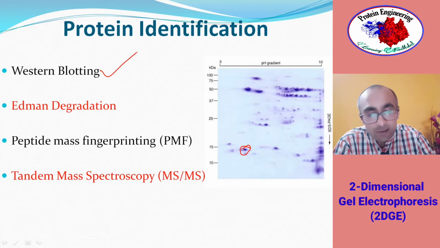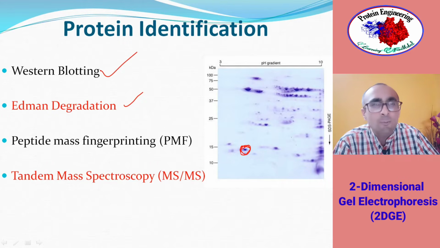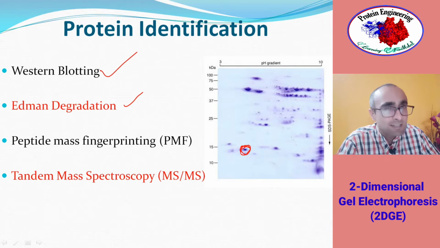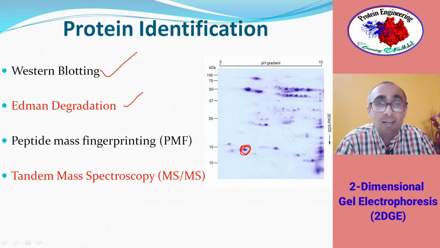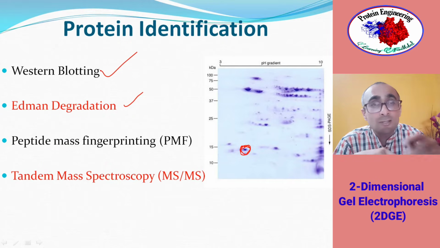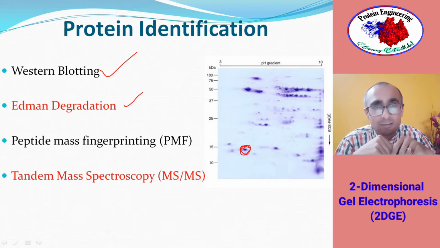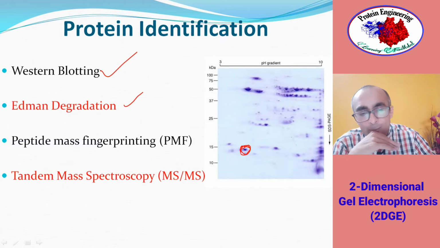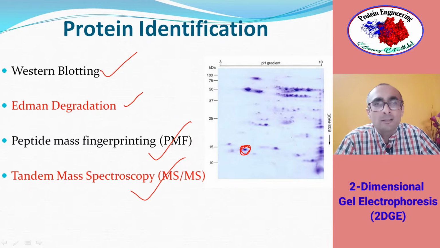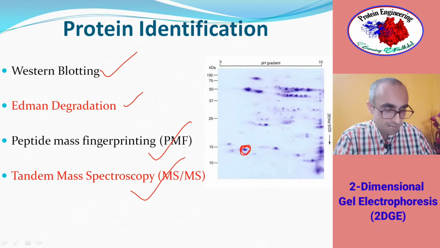Or Edman degradation: the spot can be excised. Any spot which you are interested in identifying, all of them individually, or some spots if you are interested in them, can be excised from the gel. After cutting from the gel, it can be identified. Edman degradation is a chemical sequencing method, which we have discussed earlier, that can be employed here to identify a protein. Or peptide mass fingerprinting and tandem mass spectroscopy. These are two very common methods which are based on mass spectroscopy and which are used in proteomic studies for identification of proteins. These we'll discuss in a next separate lecture.